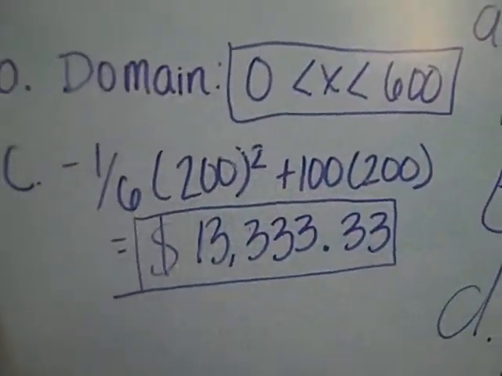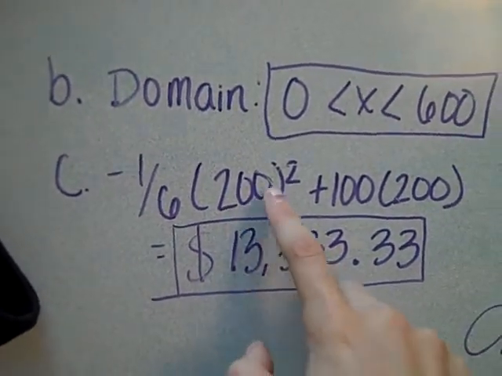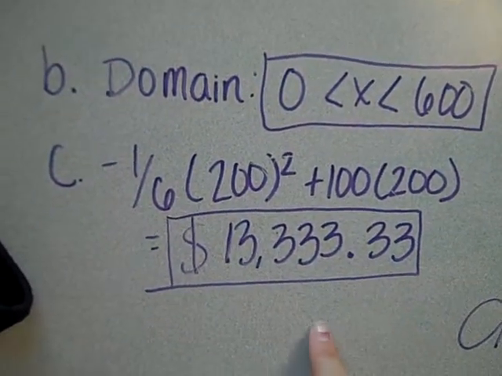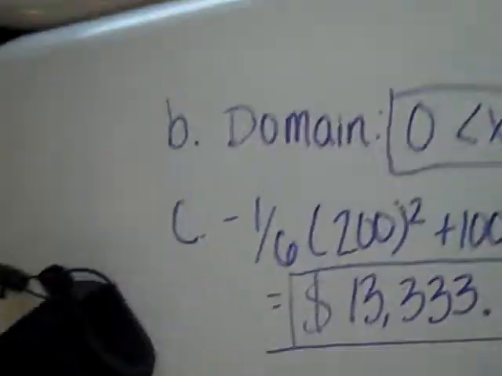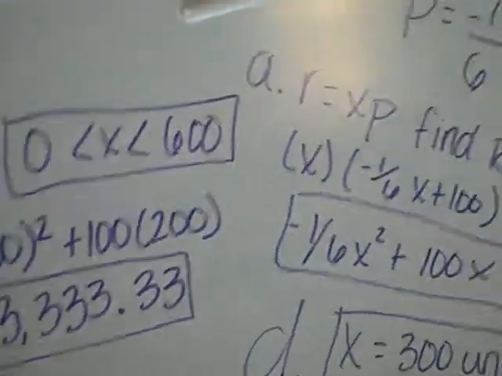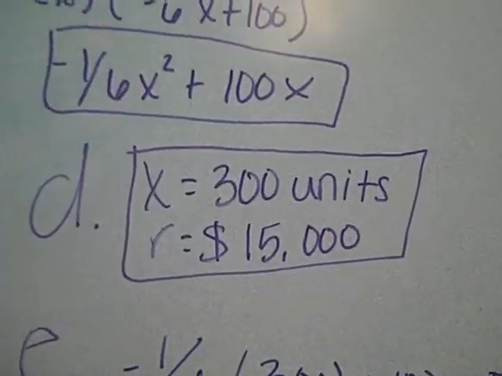And then for C, it says, what is the revenue if 200 units are sold? So you plug in 200 into this equation right here, and you get the answer to be 13,333.33 dollars. And then for D, it says, what quantity X maximizes revenue, and what is the maximum revenue?